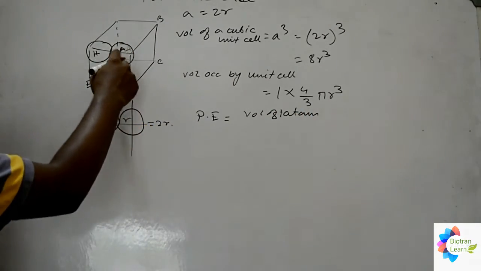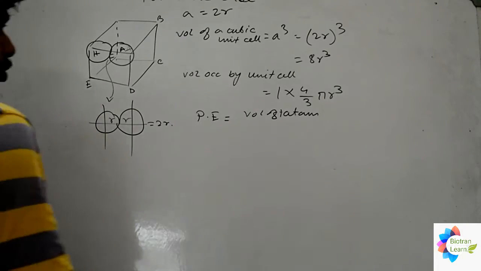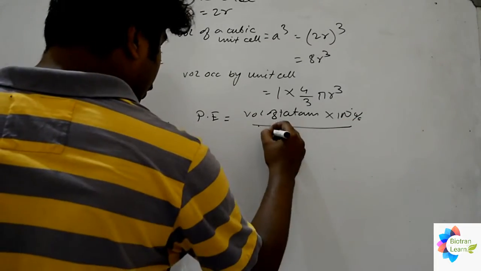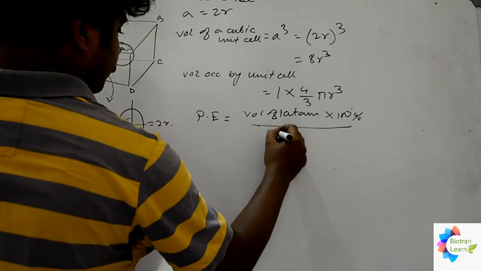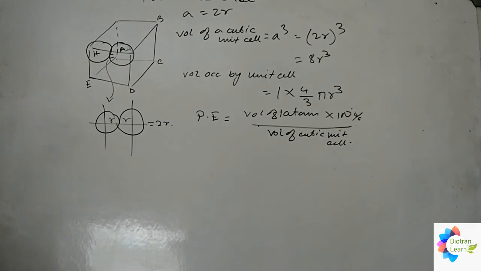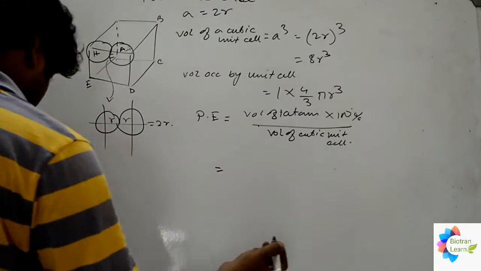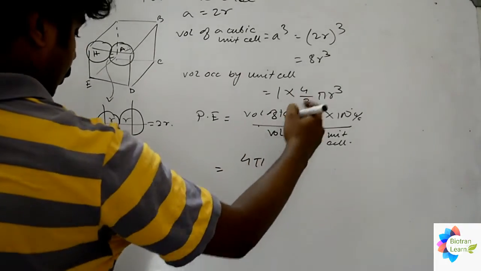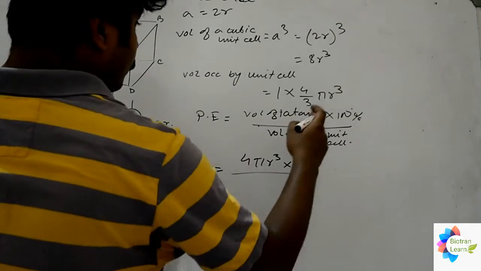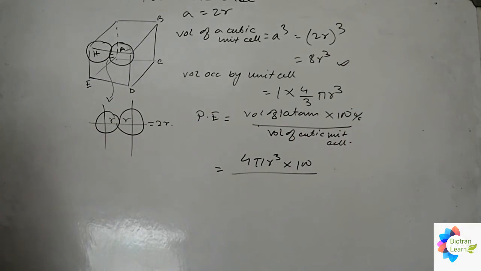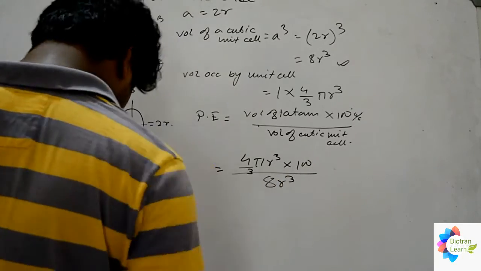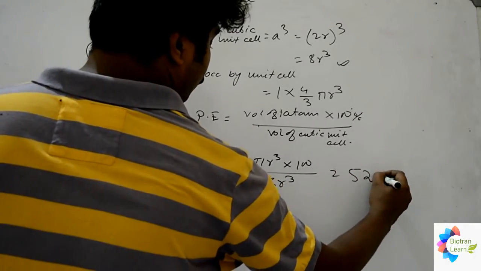how many atoms are there inside this? Only one atom can be arranged, okay? So volume of one atom into 100 by volume of a cubic unit cell. Okay, hence it will be 4 by 3 pi r cube into 100 by, in this particular case, 8R cube. If we calculate this total, it will be around 52.